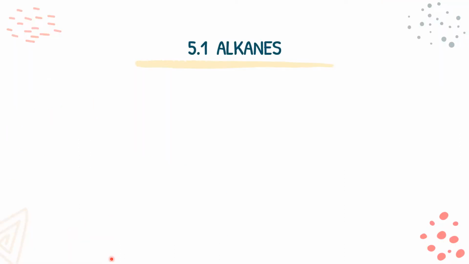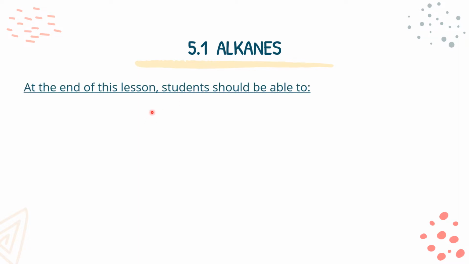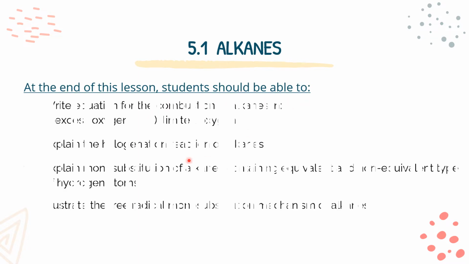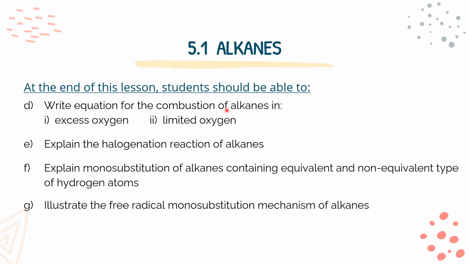In this video, we're going to discuss the subtopic 5.1, and at the end of this lesson, you should be able to first write equation for the combustion of alkanes in excess oxygen and limited oxygen, explain the halogenation reaction of alkanes, explain mono-substitution of alkanes containing equivalent and non-equivalent type of hydrogen atoms, and illustrate the free radical mono-substitution mechanisms of alkenes.